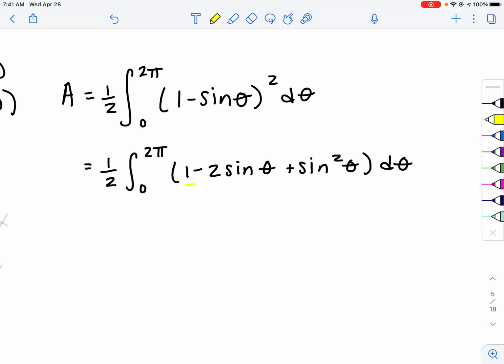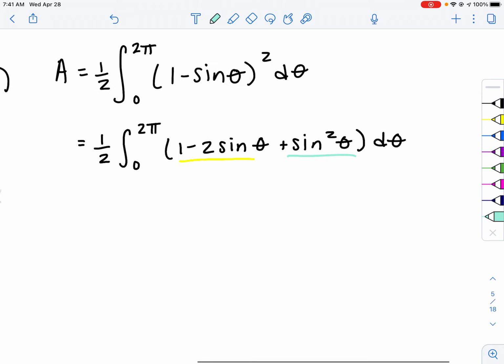So now this part we know how to integrate really easily, but the second part, the sine squared, is not quite so simple to do, right? It's not an integral that you know right off the top of your head. It's not like an integral formula you know. So we're going to have to do a little bit of manipulation.